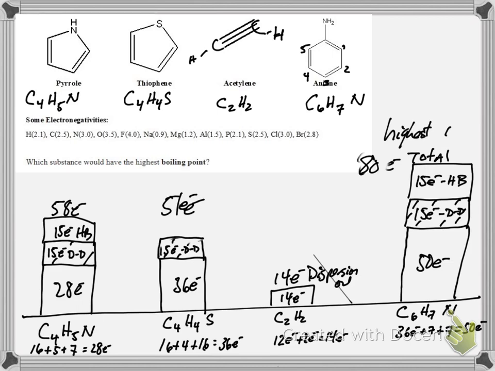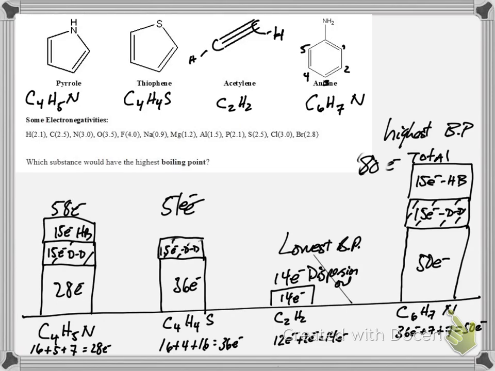Right, so the highest boiling point would be aniline, greatest number of equivalent electrons. Lowest would be acetylene with only 14 electrons. We could make an argument that pyrrole would be a little bit higher than thiophene, given the equivalent number of electrons.